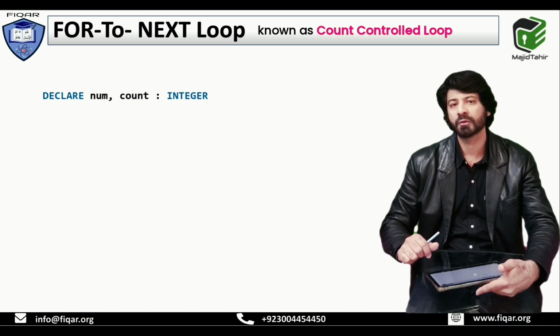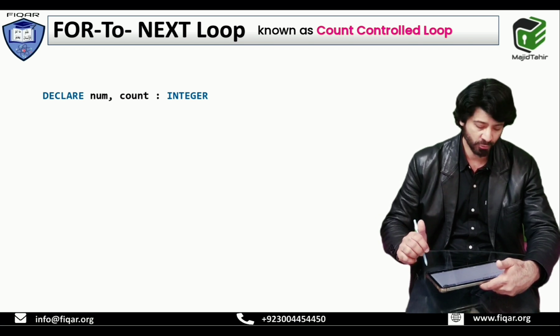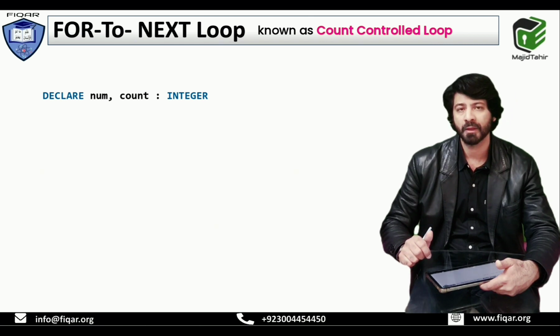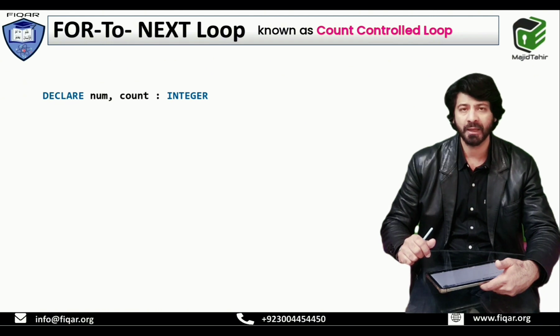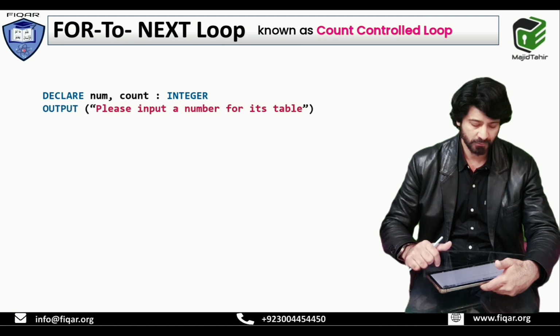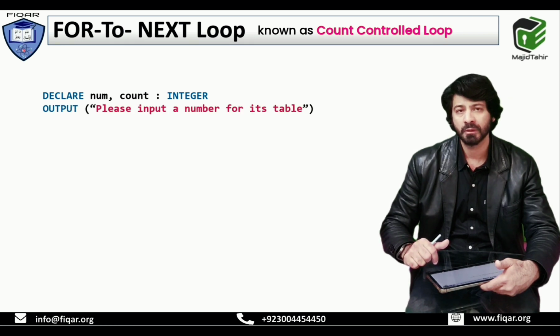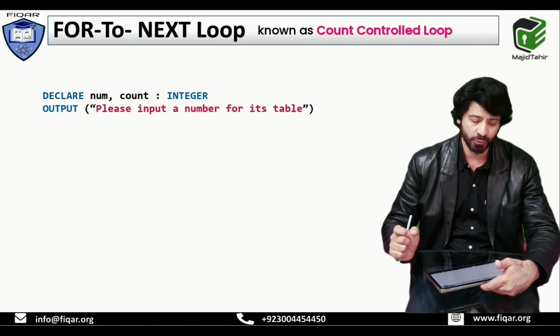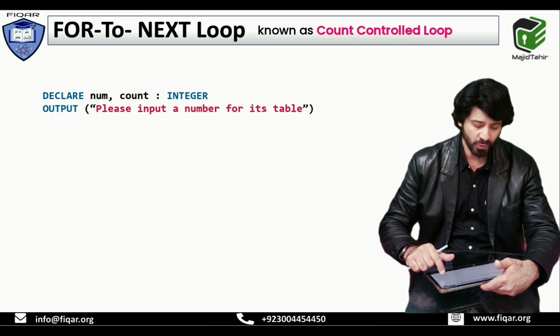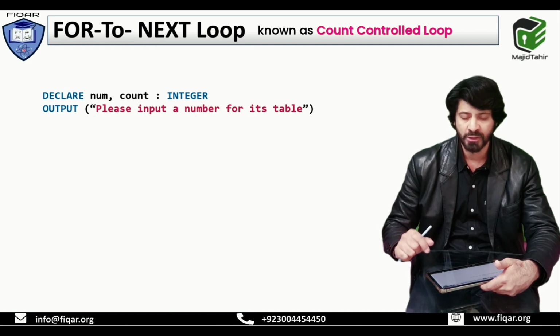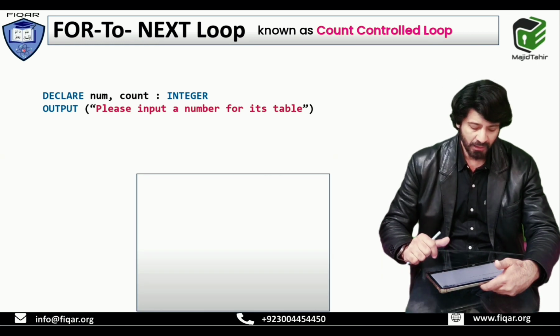Let's see the pseudocode for count controlled loop or for to next loop. Now in this program, we are declaring two variables called num and count, and the data type is integer. Output before the input is a prompt for the user, so it says please input a number for its times table or please input a number for its table. So this is going to be prompted or displayed on the screen so that user can give something in the input. Output screen that you will be seeing will be like that.